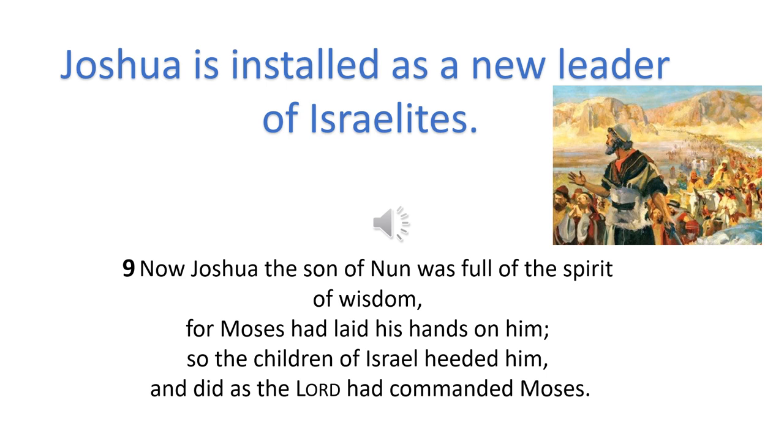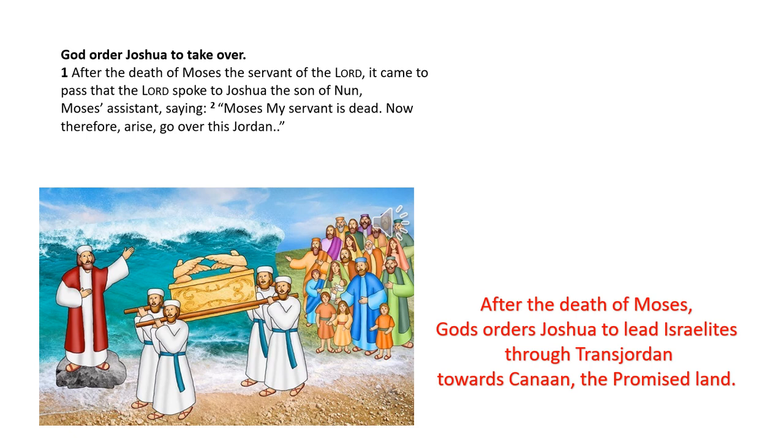After Moses has passed away on the Mount Nebo, Joshua, a new leader of Israelites installed by God, was commanded to continue Exodus. Joshua started leading Israelites towards the Promised Land.